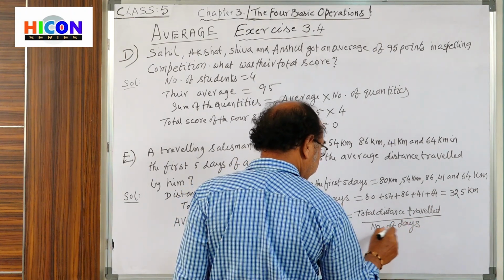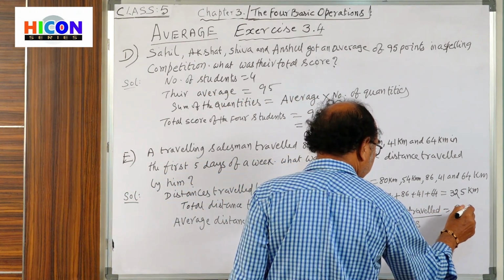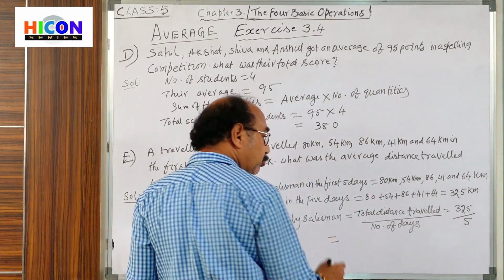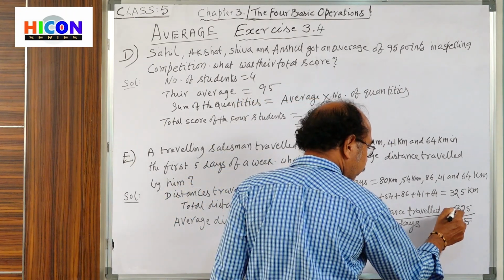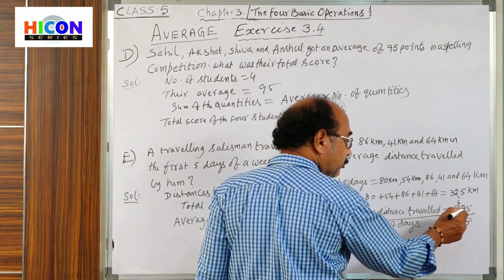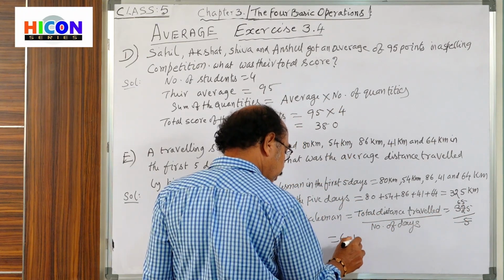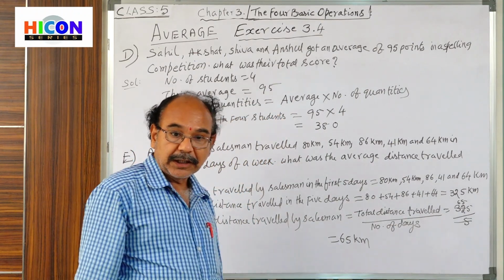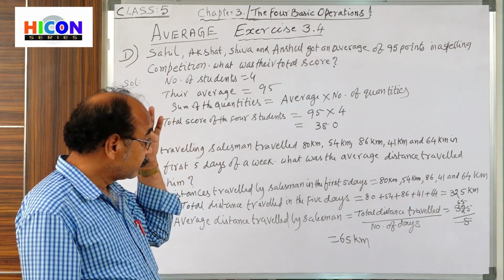Okay, children. That is equal to, what is the total distance here? 325 by number of days 5. So do the division. Okay, here 5 in 32, 6 times 2. 5 6 are 30. 2 is there, side 5 25, 5 5 are 25. 65 kilometers. That is the average distance traveled by the salesman.